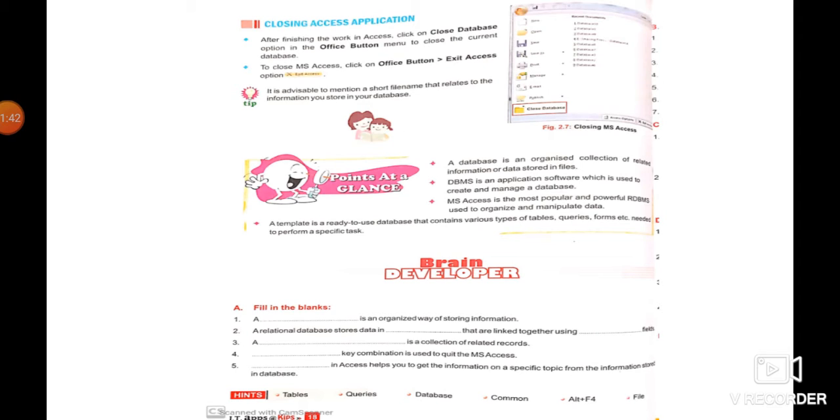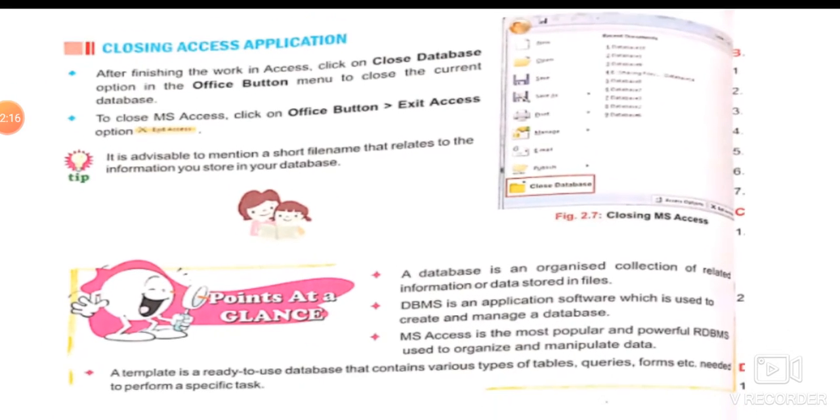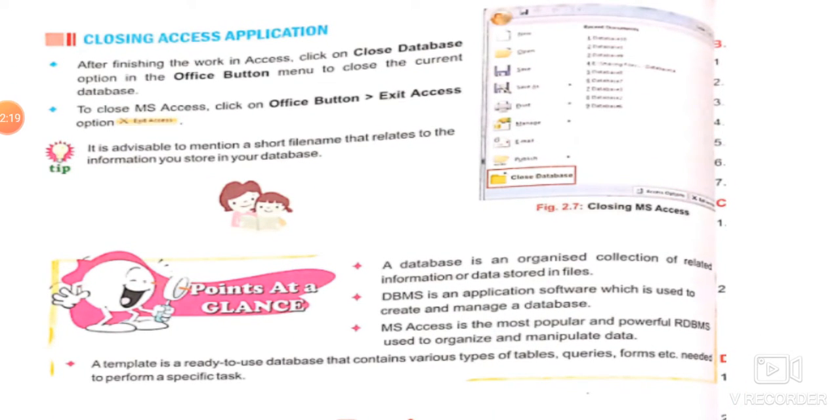First, once you have completed your work, you must save your database, and if you have not saved, then the system will ask you to save before closing the database. In your database you will create more than one table, so you should save each and every table that you make in your database. And after that, for closing the entire database, you have to choose the Close Database option from the Office button.